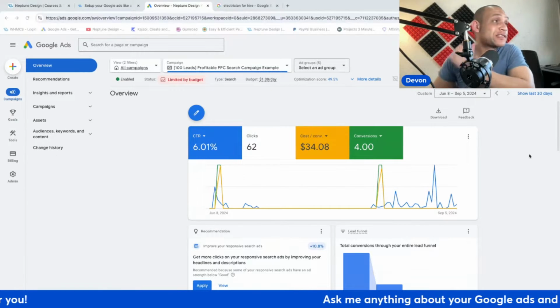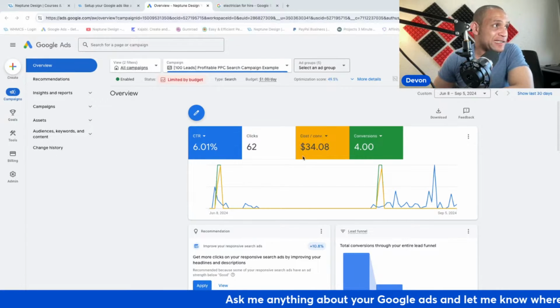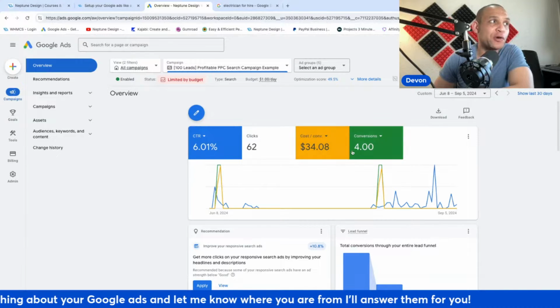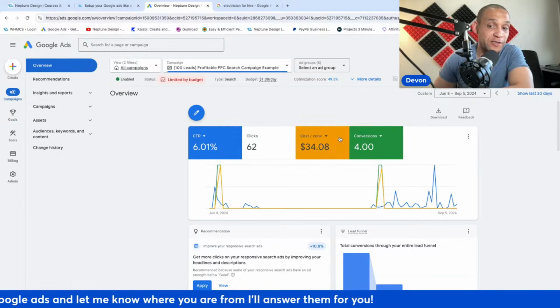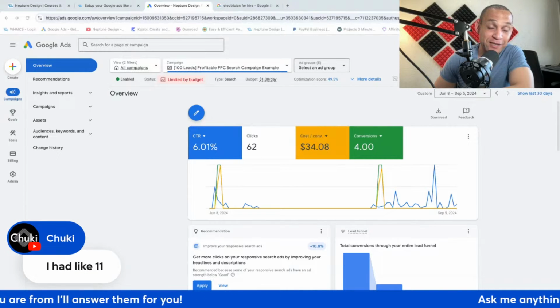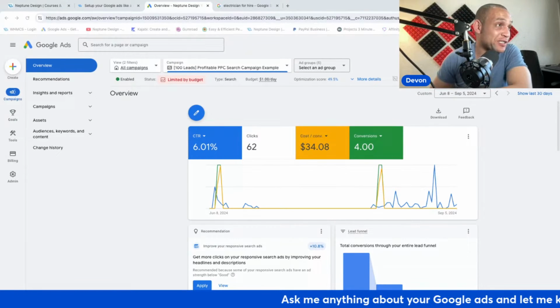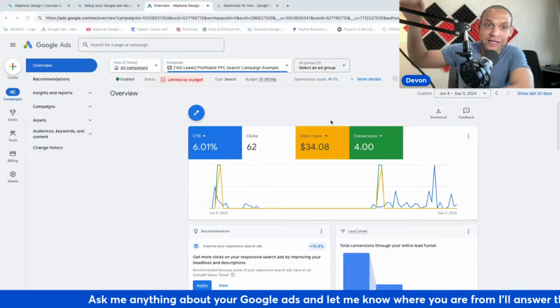All right, cool. So as you can see over here, my cost per conversion is high. And I can also see that with my conversions, we could do a little bit more to boost them. Chuki says he had about 11% click-through rate. Well done. But the key is to keep on getting those click-through rates, so just make sure you stay consistent. Keep on trying to keep it above 11%.